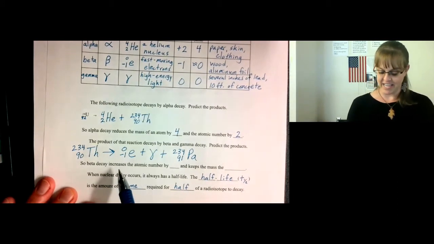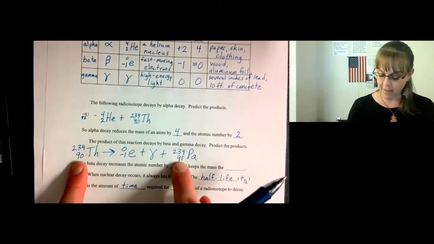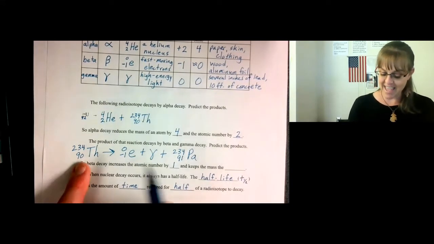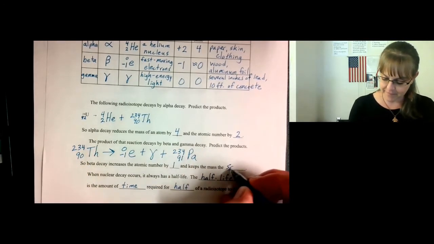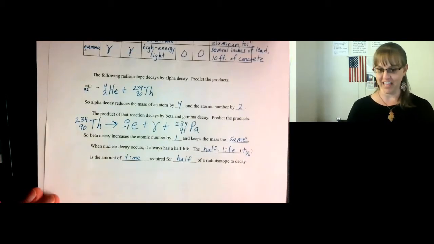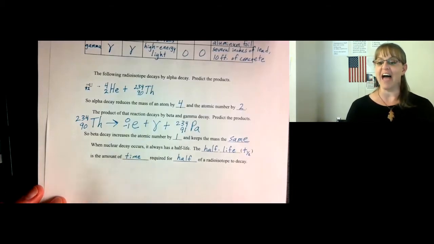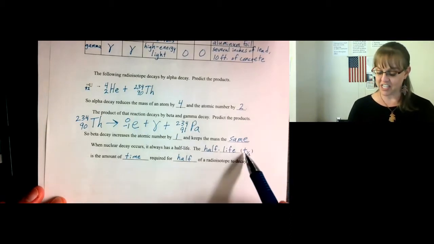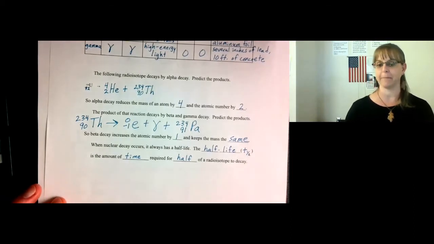Beta decay increases the atomic number, which is the bottom number, right? 90 went up to 91. So it increases the atomic number by 1. And it keeps the mass number, 234, 234, it keeps it the same. All right, next we're going to learn about half-lives. When nuclear decay occurs, it always has a half-life. The half-life, or T1/2, is the amount of time required for half of a radioisotope to decay.